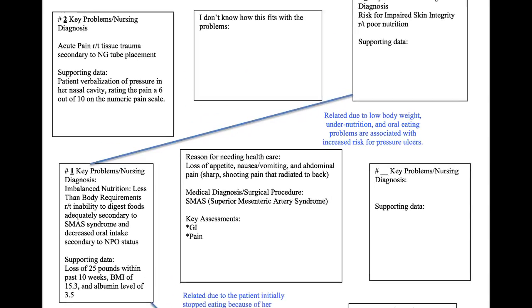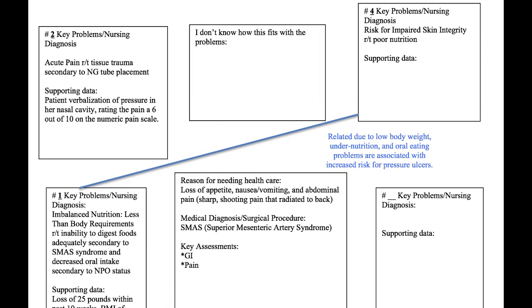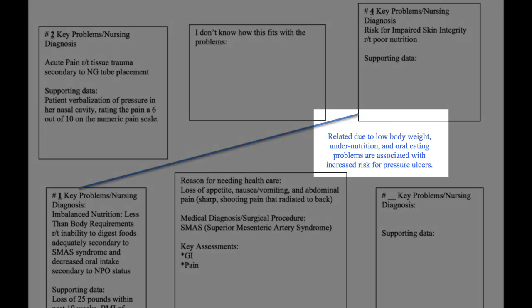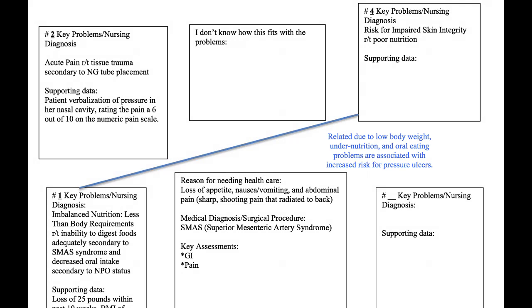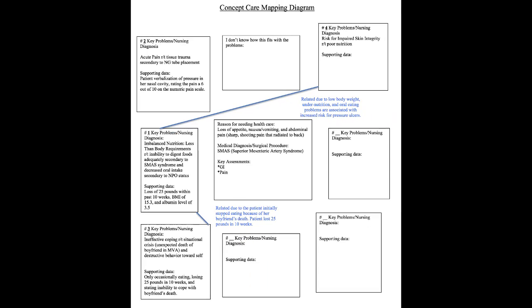A second relationship line is created between imbalanced nutrition and risk for impaired skin integrity. Due to the patient's weight loss, current weight, and albumin levels, the patient is at increased risk for skin breakdown and pressure ulcers. For this portion, you simply draw a line between the related diagnoses and write a brief explanation of the nature of the relationship. All relationship lines should include pathophysiology as appropriate and as it relates to the diagnoses you have identified.